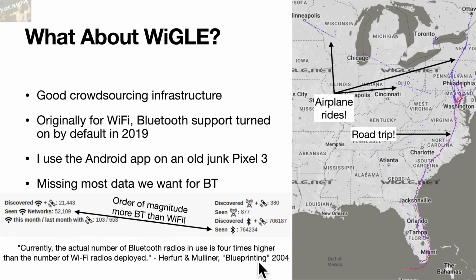And actually back in 2004, Herfurt and Mulliner, in their blueprinting paper, said currently the actual number of Bluetooth radios in use is 4 times higher than the number of Wi-Fi radios. So in 2004, it was a 4-to-1 ratio, and now it is greater than 10-to-1. This again, I think, just speaks to the importance of getting our hands around the Bluetooth wireless vulnerability problem.